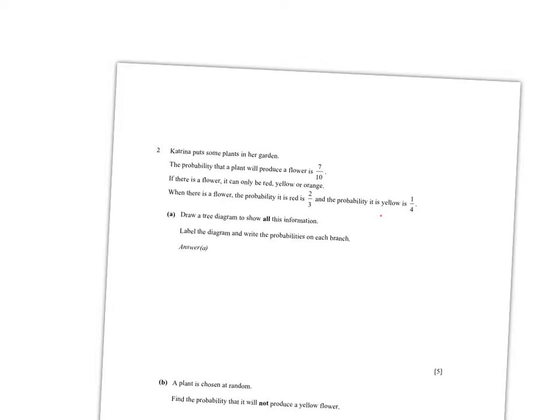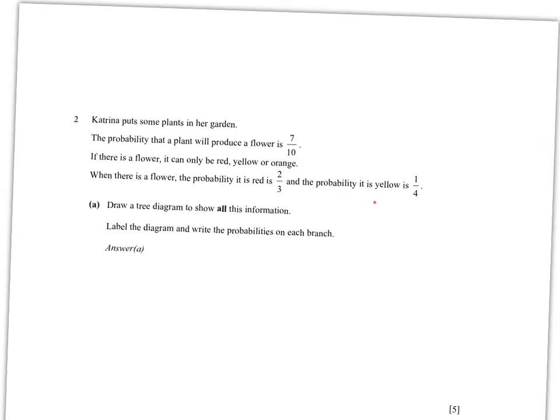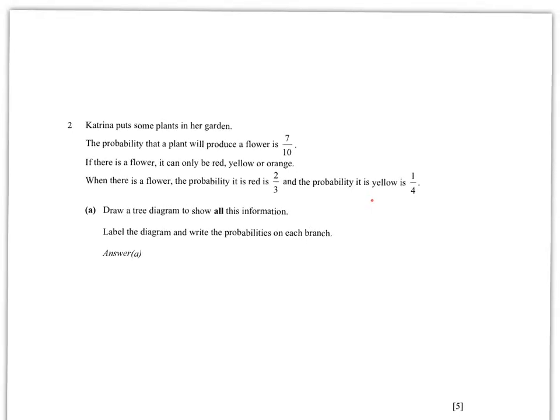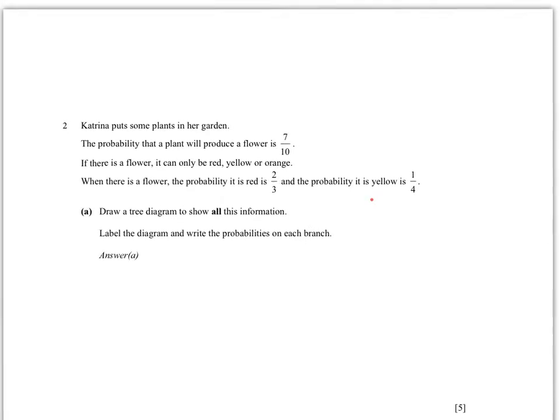All right, I saw the next question actually earlier, but we're going to answer it now. Katrina plants some flowers, or plants that produce flowers. And if there is a flower, it can only be red, yellow, or orange. So let's make a tree diagram, which is what's requested, for this situation. Again, I make my tree, I write the probabilities beside it, and the outcomes at the end. So the two outcomes are flower or no flower.